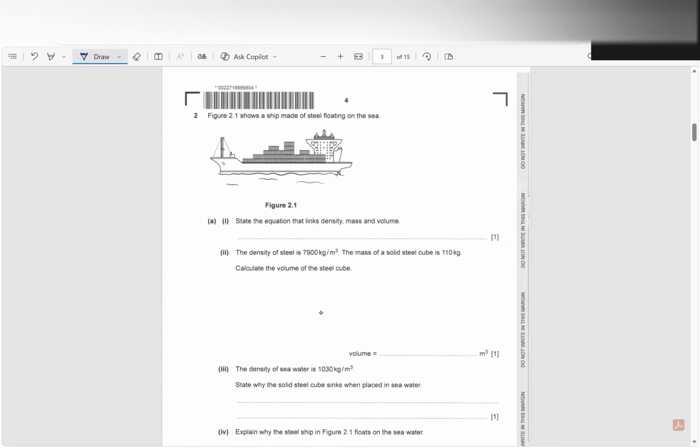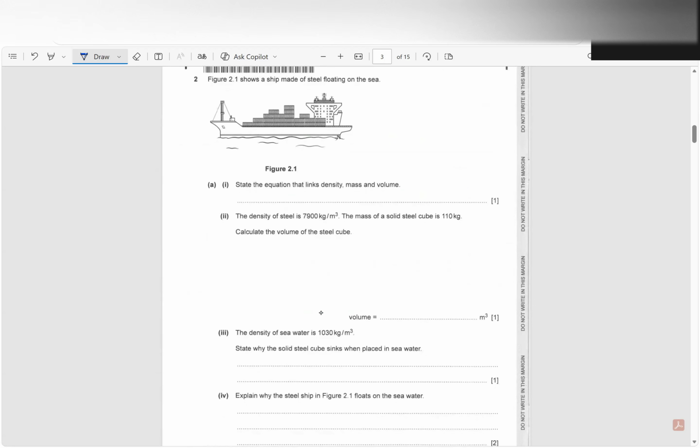So moving to the next question here. We have question number 2 in front of us, and question number 2 says, figure 2.1 shows a ship made up of steel floating on the sea. So we can see there's a ship made up of steel, and we can also see that it is floating on the sea. Fair enough.